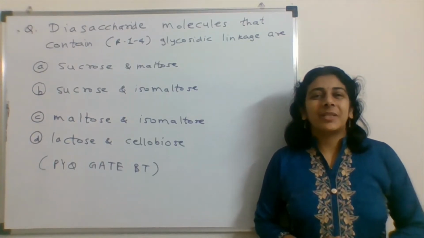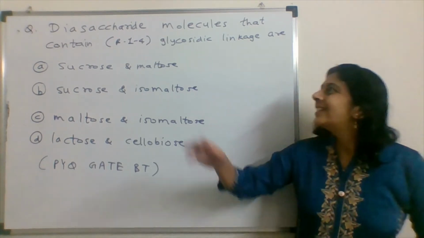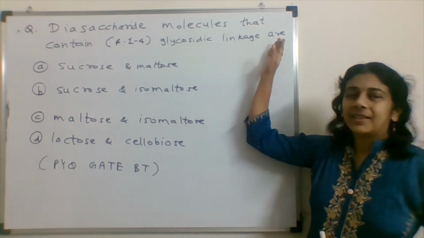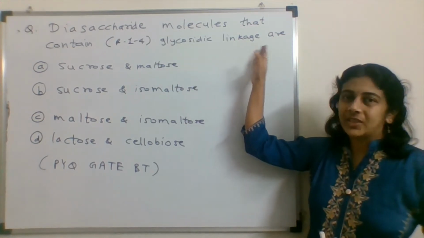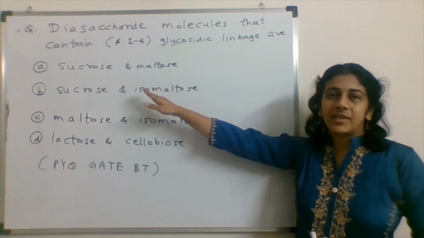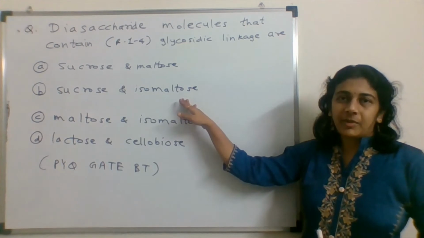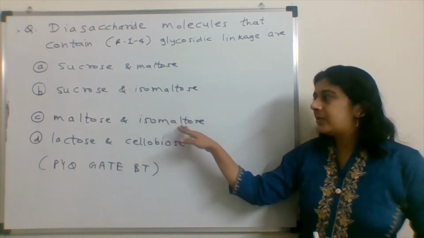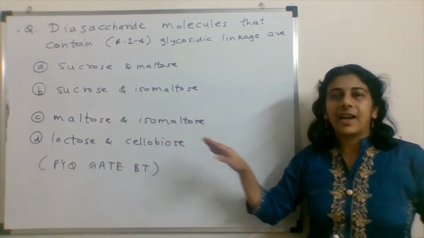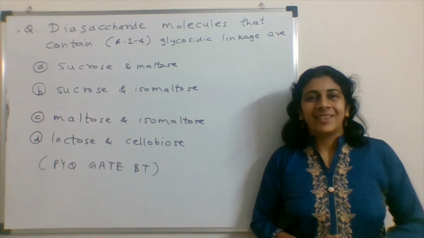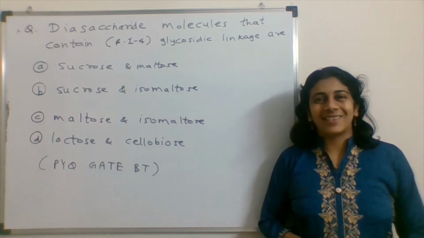Let's solve one question from GATE Biotechnology examination. Disaccharide molecules that contain beta-1,4 glycosidic linkage are: the options are sucrose and maltose, sucrose and isomaltose, maltose and isomaltose, or lactose and cellobiose. So let's see structures of these disaccharides to find the answer.